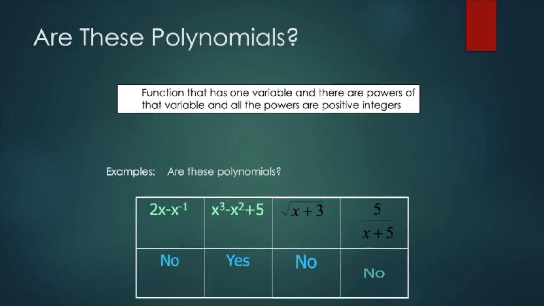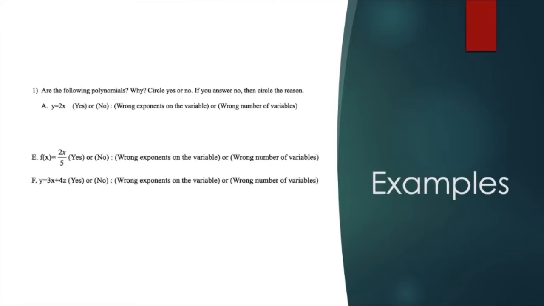So no. All right, number 1, A, E, and F we're going to do together so you can see how to do it. This is on 6.2. The instructions say, are the following polynomials, and we're going to list why. You circle yes or no. If you answer no, then you need to circle a reason.